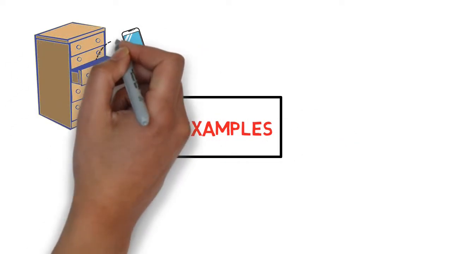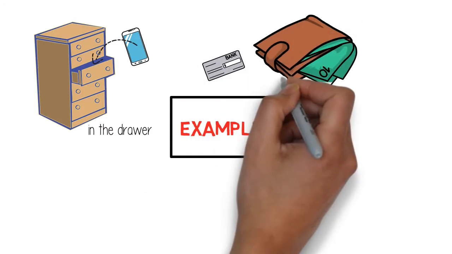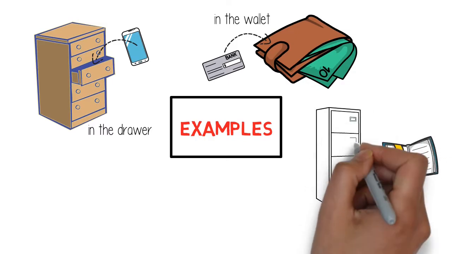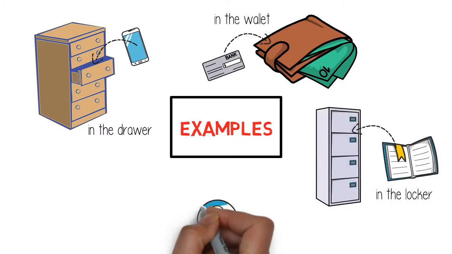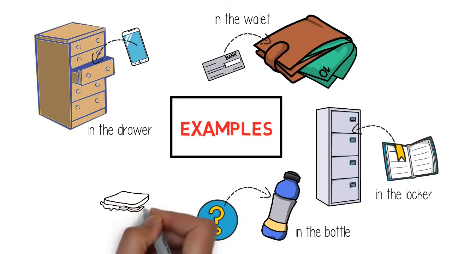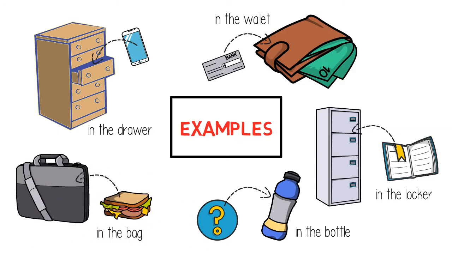Go find your cell phone in that drawer. He keeps all credit cards in his wallet. I'm going to keep my dictionary in the locker. What's that in the bottle? Have you put your lunchbox in your bag?